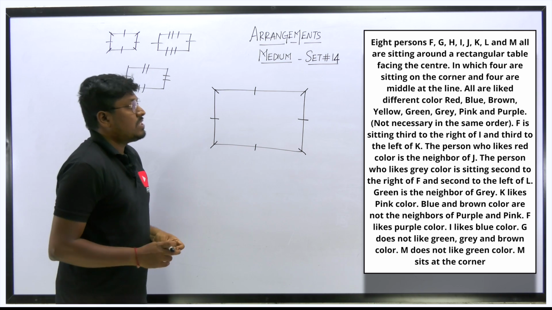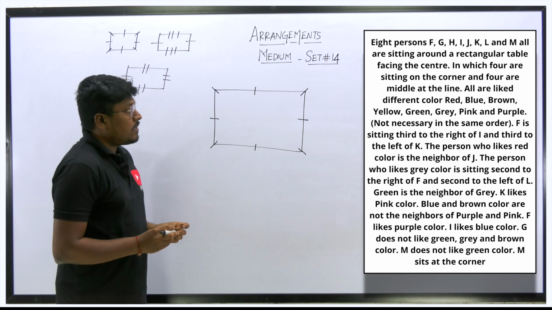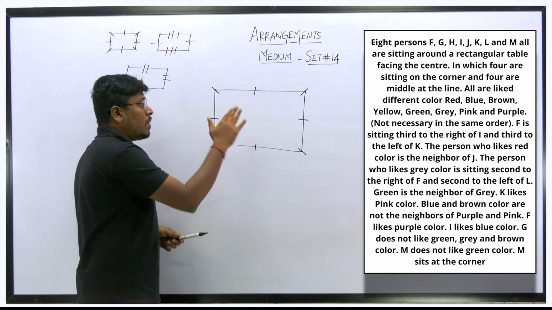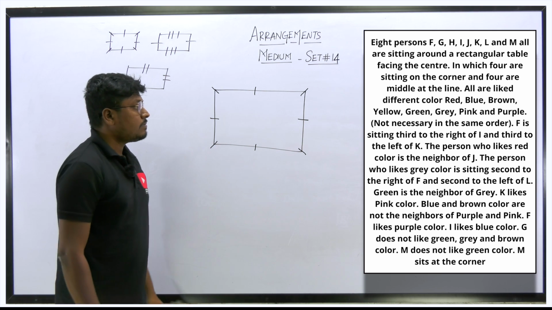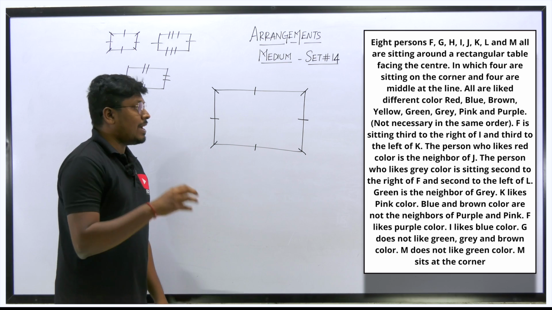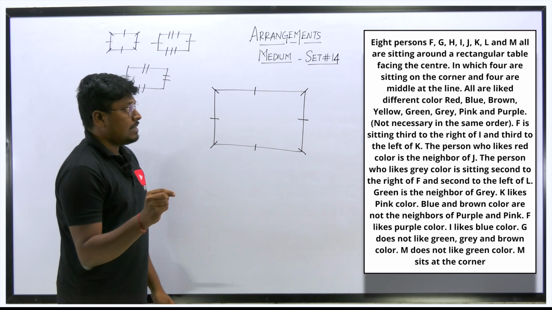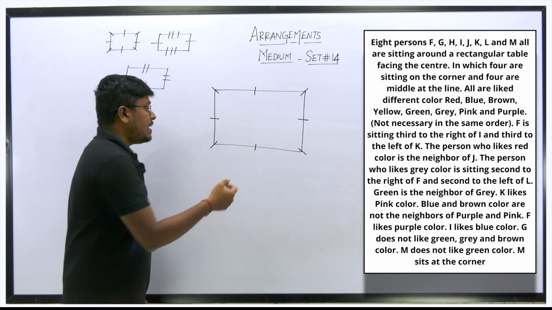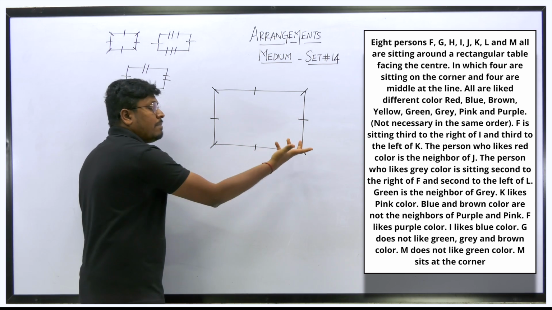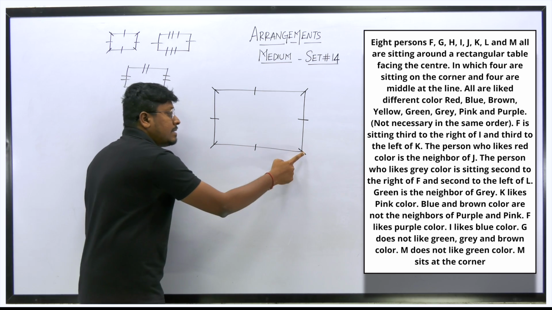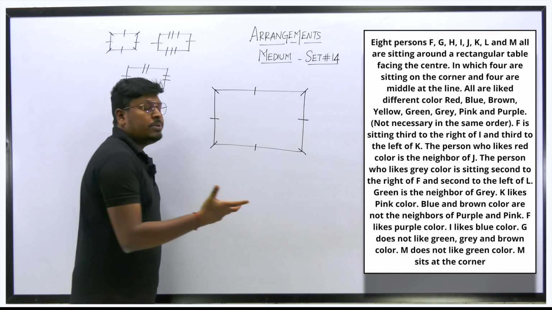So all are liking different colors. Our target is to find which person is sitting where and what color he likes. First point: F is sitting third to the right of I. So I's right hand side, at the third place, F is sitting. Listen carefully, we can't fix I here, because I can either sit in the middle or at the corner.